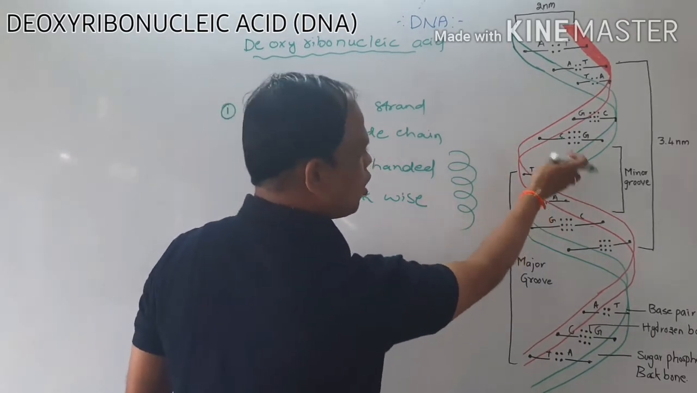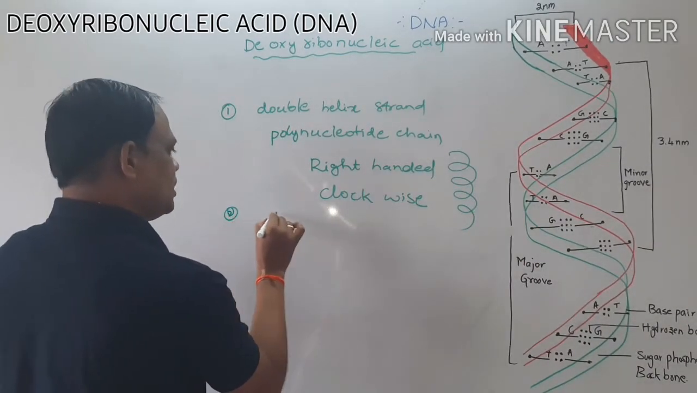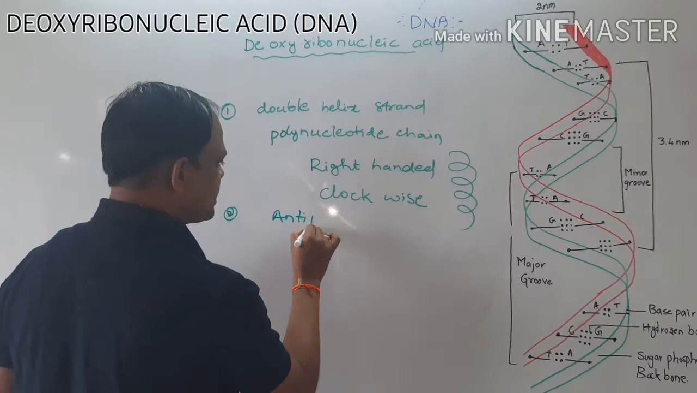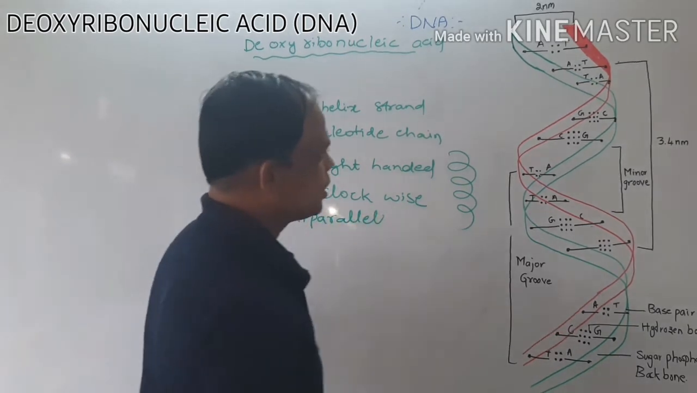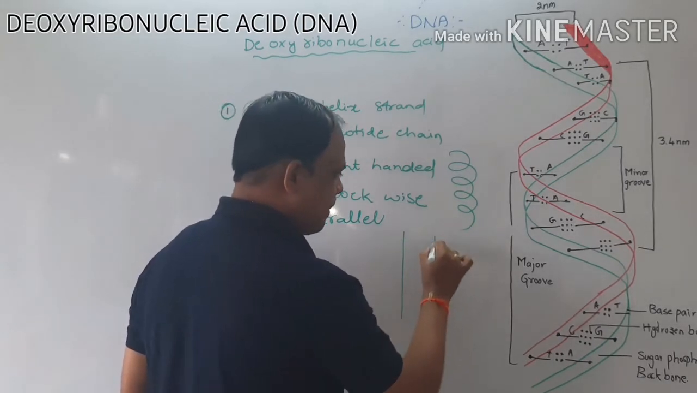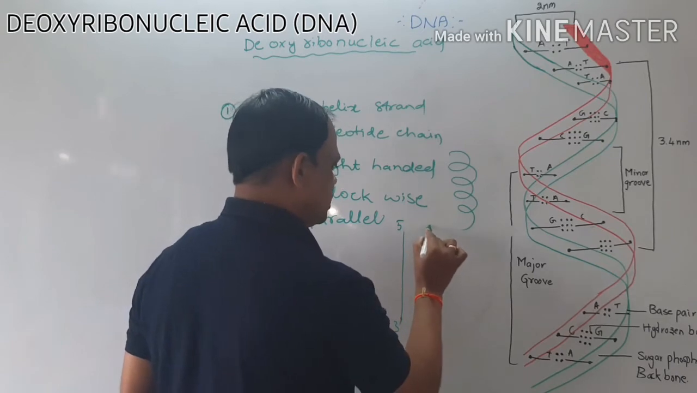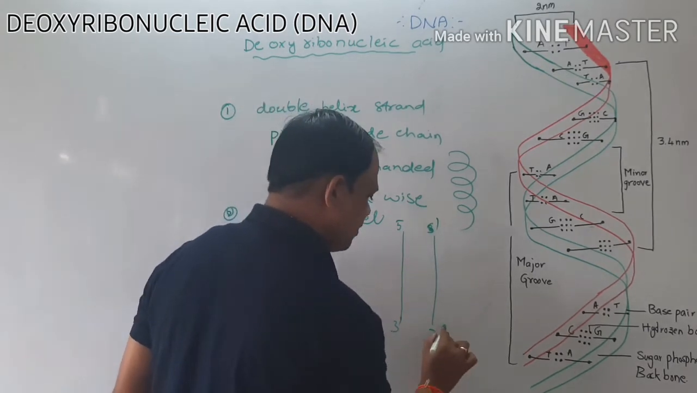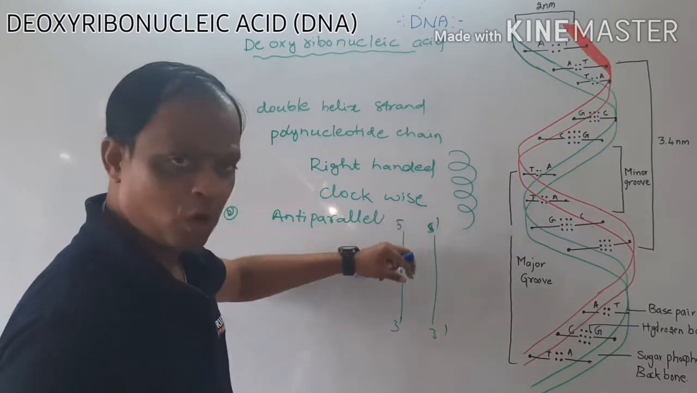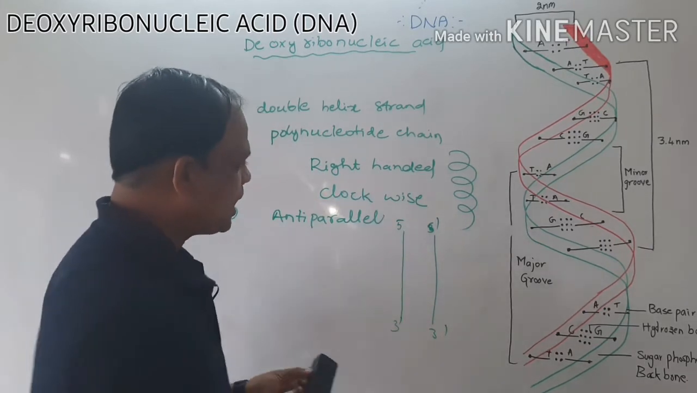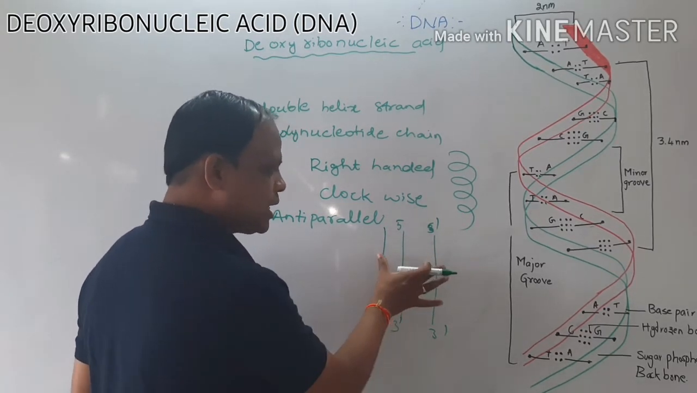The two strands are complementary strands, and these are anti-parallel. The double stranded DNA is anti-parallel. So what does anti-parallel mean? For example, this is parallel. Here this is the 5 prime and 3 prime, and 5 prime and 3 prime end. Both strands move from 5 prime to 3 prime. This is called parallel.